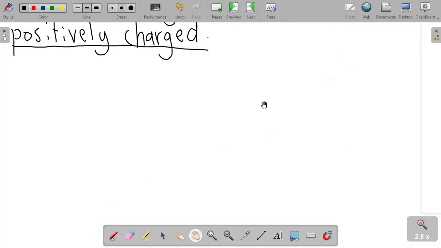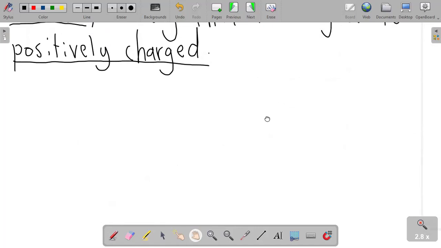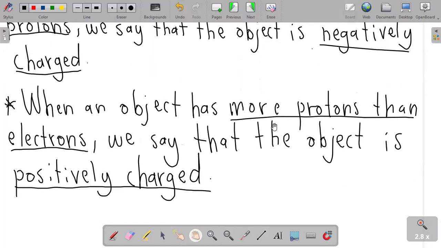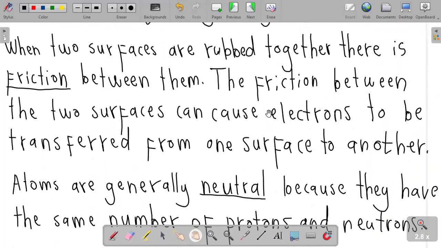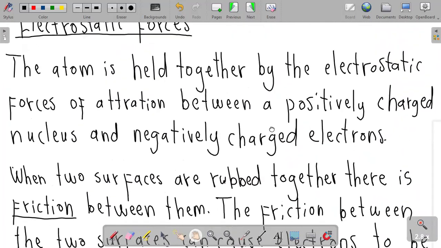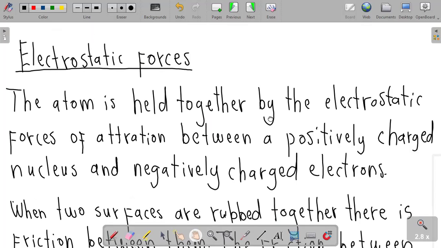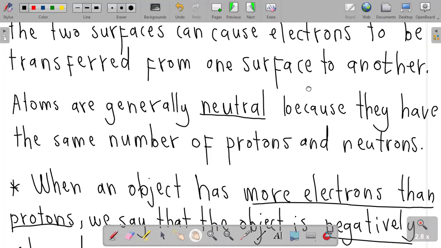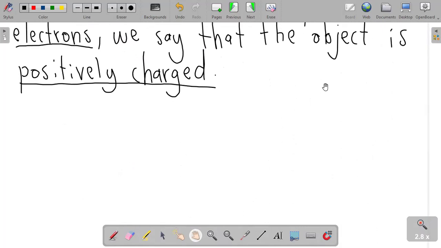So now, where do the forces come from? Because we are talking about electrostatic forces, that is the main thing here. Where would the electrostatic force come from? The force occurs when charged objects are brought close to each other.